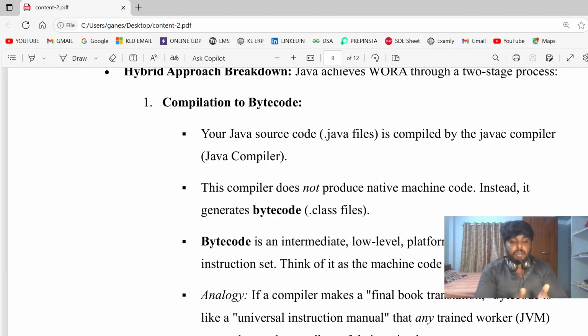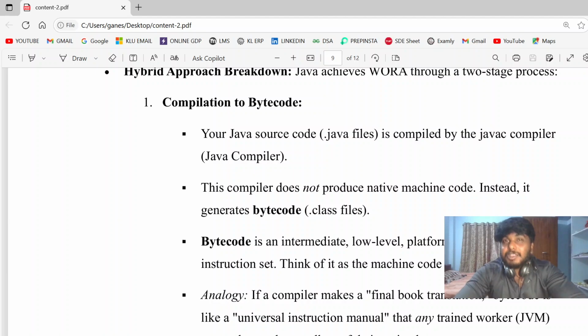Compilation. So why is Java compiled? After saving a Java program, we use the javac command to compile this code. Our Java source code, the .java file, is compiled by the javac compiler. That compiler does not produce native machine code. Instead, it generates bytecode. This is a major thing.